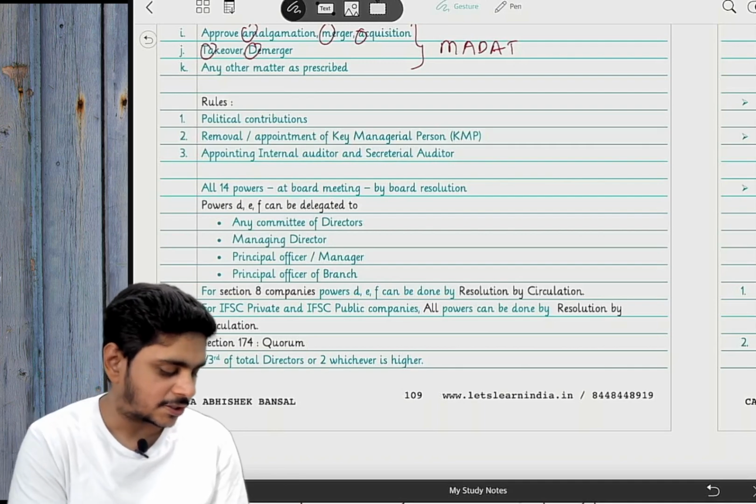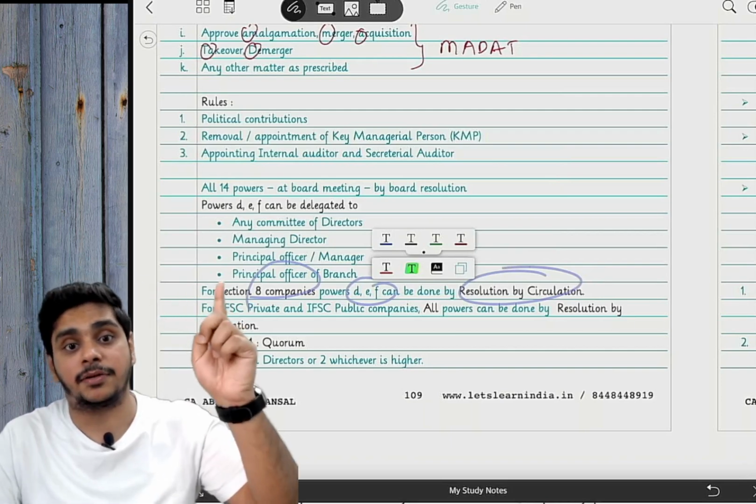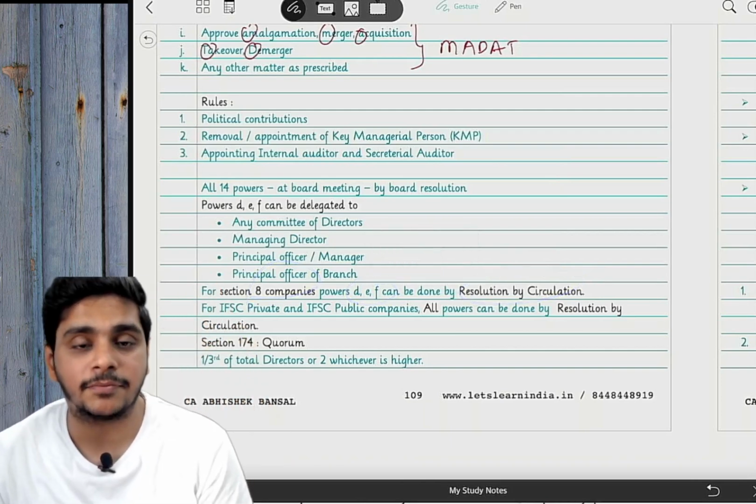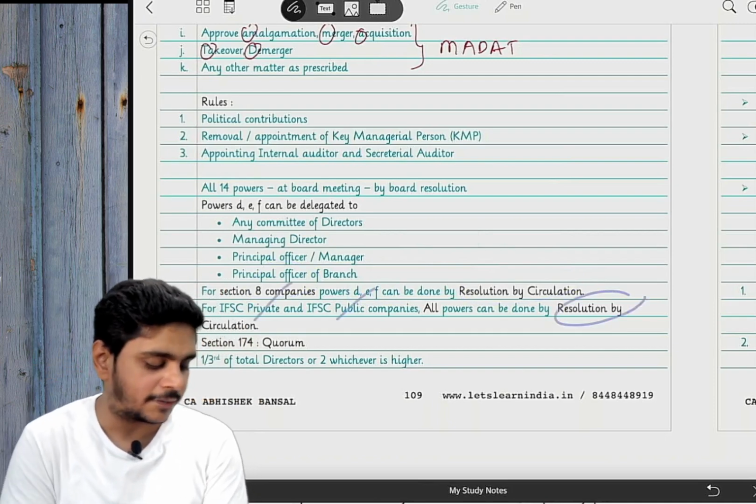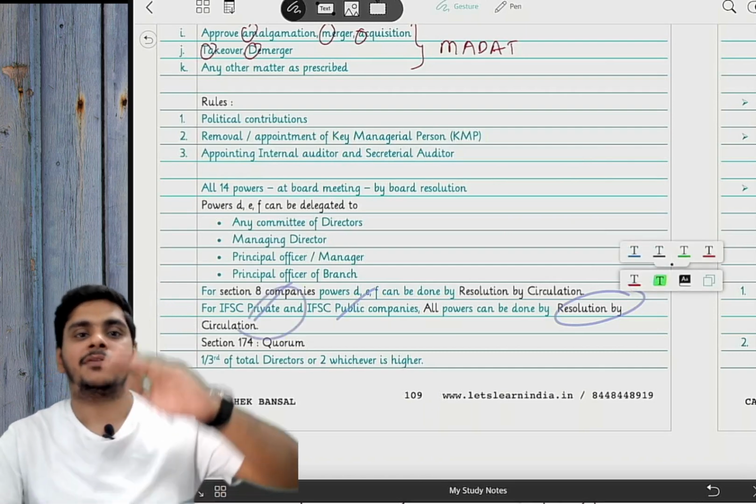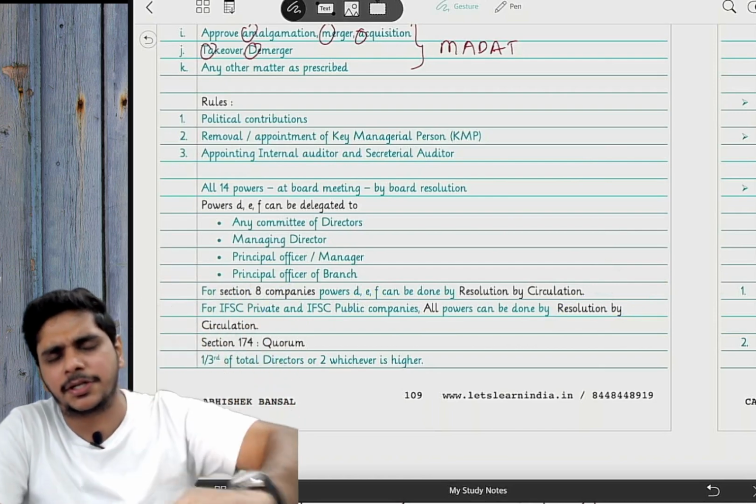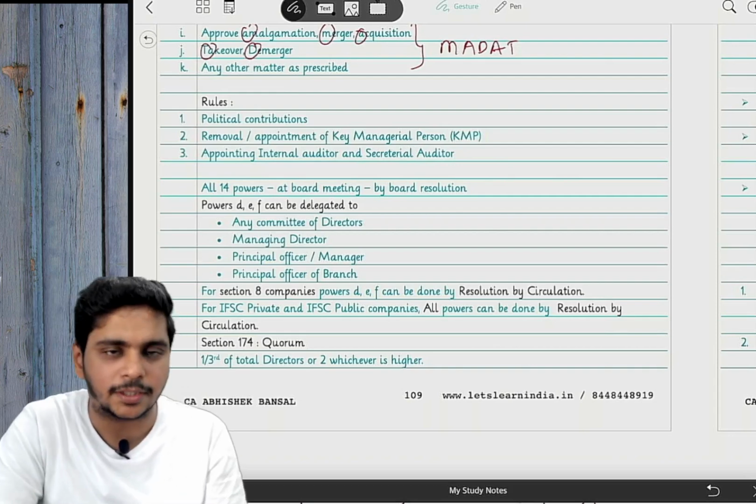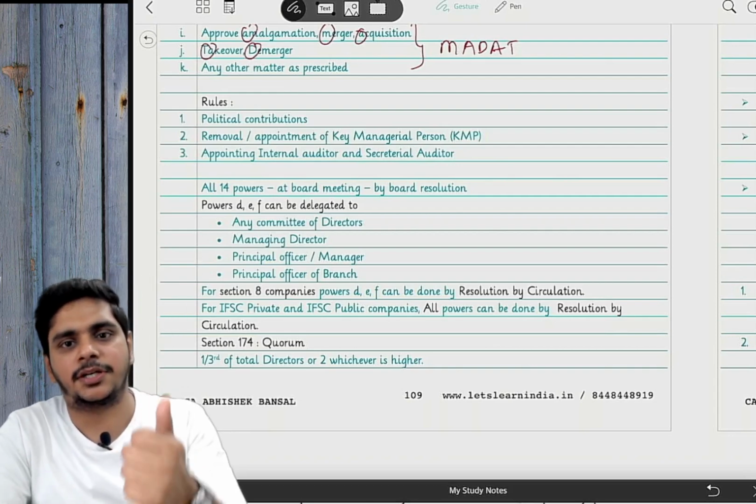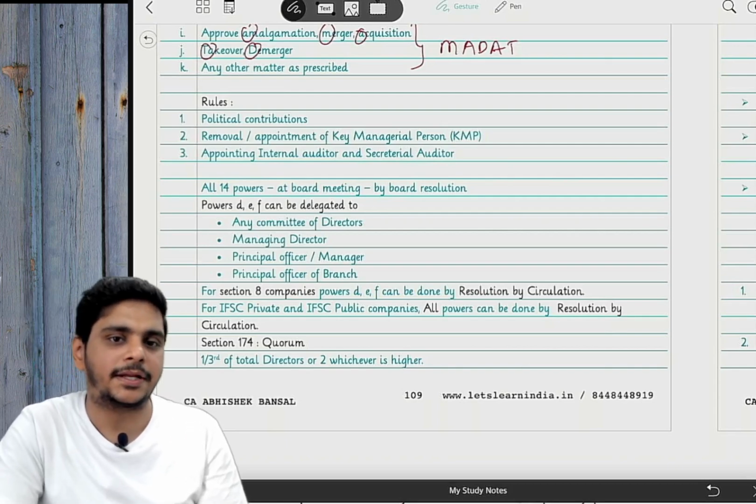Then for Section 8 companies, DEF can also be done by circulation. For IFSC private and public companies, all powers can be done by circulation. Generally, I have taught you that we have to do all these powers mandatorily via board meeting, via board resolution, by the board of directors. But 2 exceptions are there. For a Section 8 company you can do DEF via circulation, and for IFSC public and IFSC private companies.